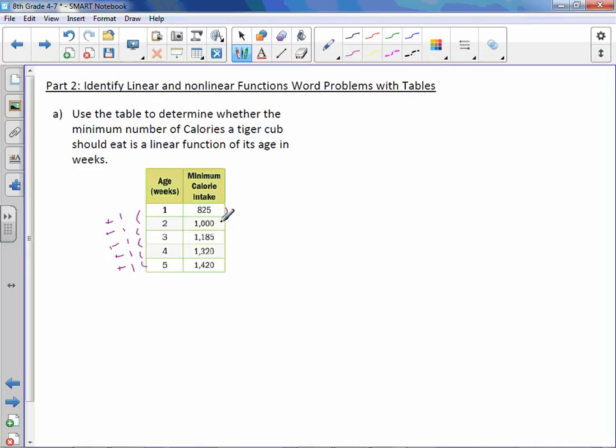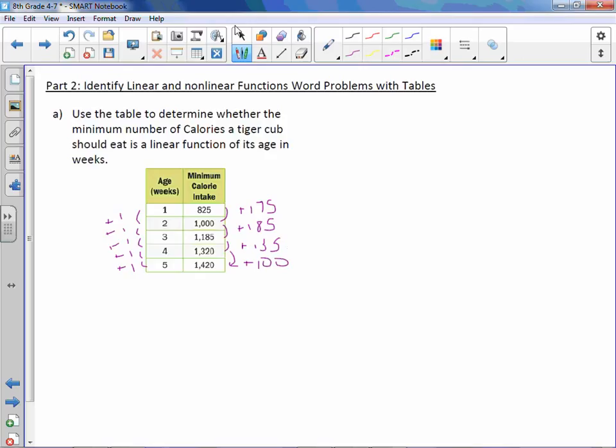825 to 1,000 is increasing by 175. If you're unsure what it's increasing or decreasing by, you can actually take the bigger number and subtract the smaller number. So 1,000 minus 825 is 175. 1,185 minus 1,000 is 185, and so on. So 1,185 to 1,320 is plus 135. And 1,320 to 1,420 is plus 100.